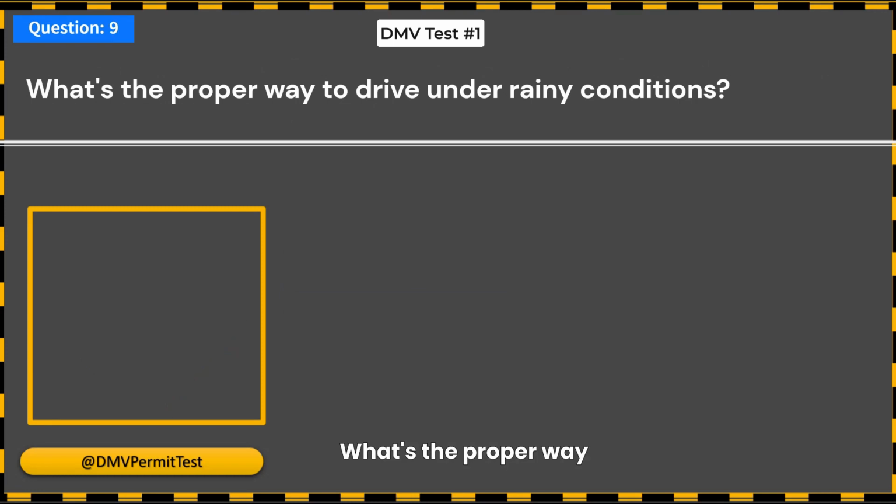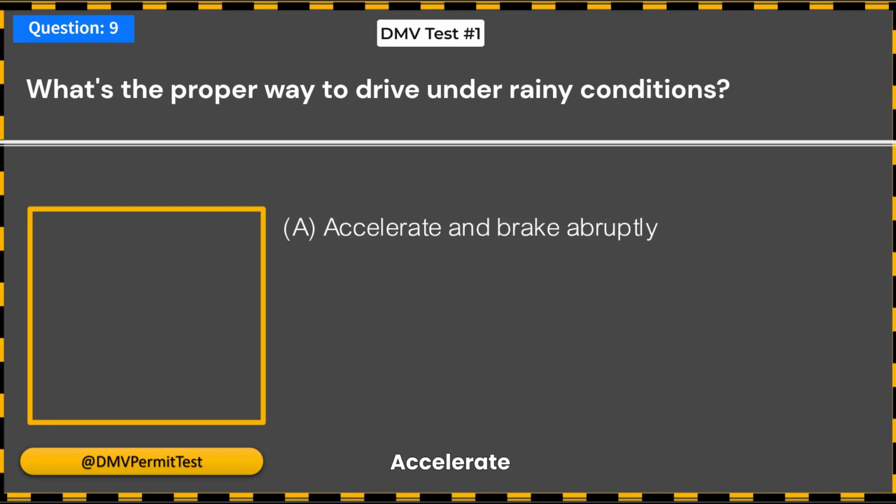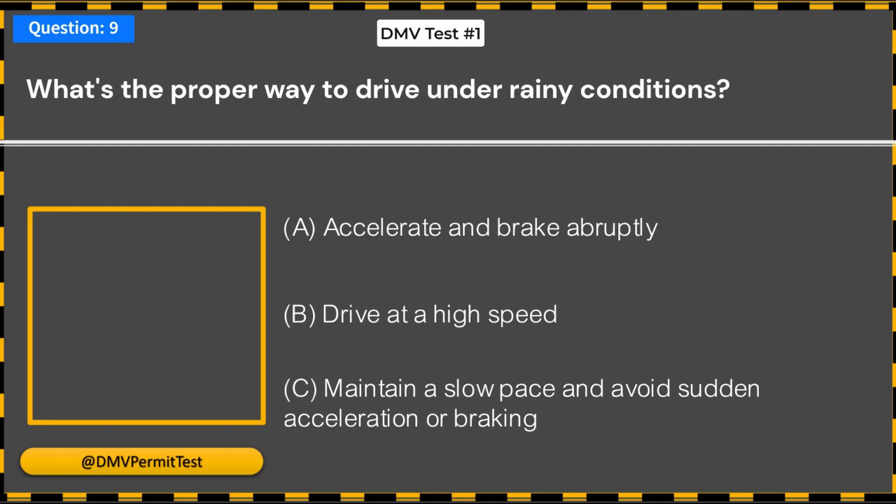What's the proper way to drive under rainy conditions? A. Accelerate and brake abruptly. B. Drive at a high speed. C. Maintain a slow pace and avoid sudden acceleration or braking. Correct answer, C. Maintain a slow pace and avoid sudden acceleration or braking.